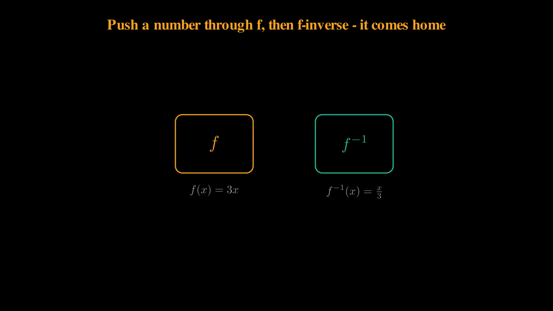Take the function f of x equals 3x. It triples. Watch a single number make the round trip. Send 4 into f. It triples to 12. Now send that 12 straight into f inverse. It divides by 3, and out comes 4 again. Exactly the number we started with. The undo canceled the do. That is what an inverse is. f inverse of f of x brings you home, back to x, every single time.